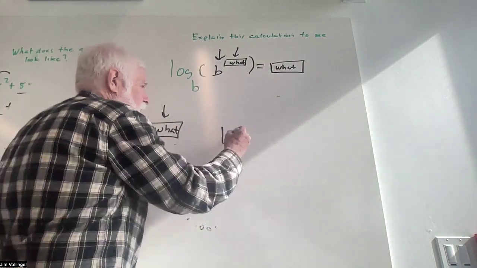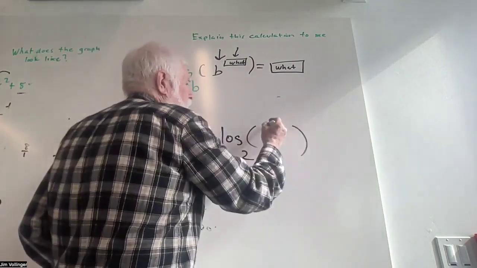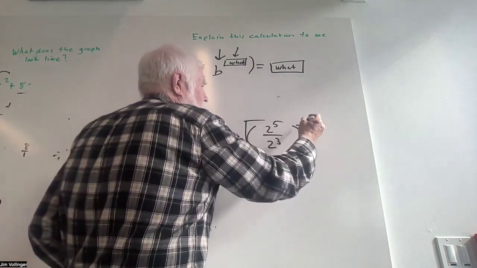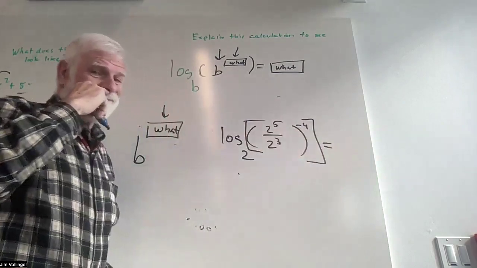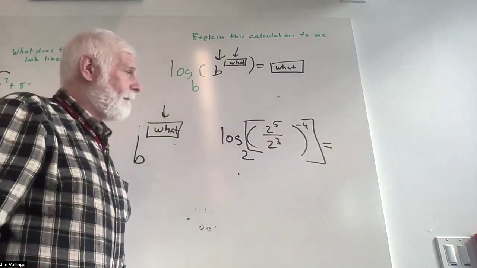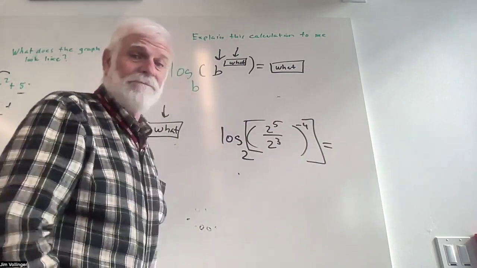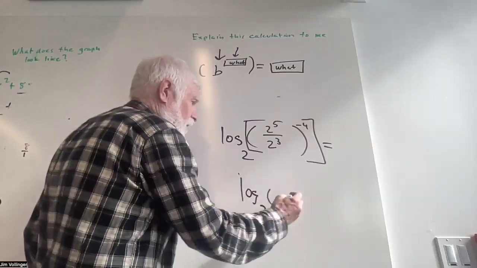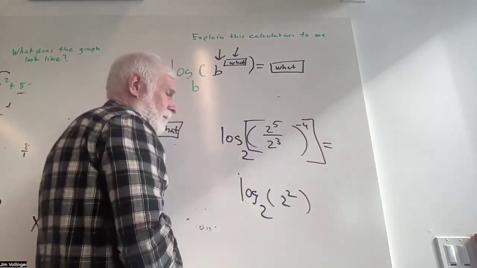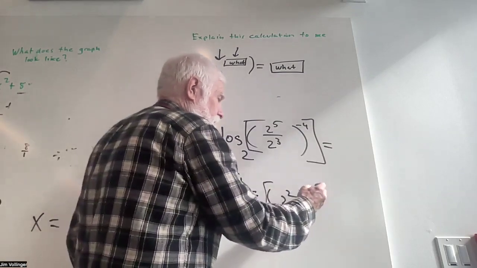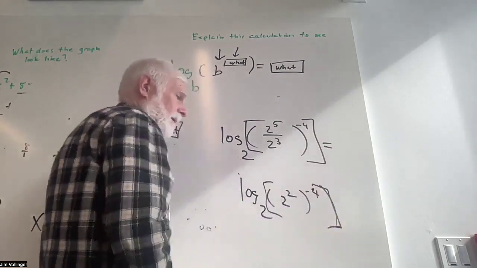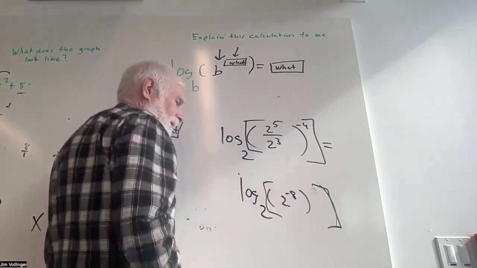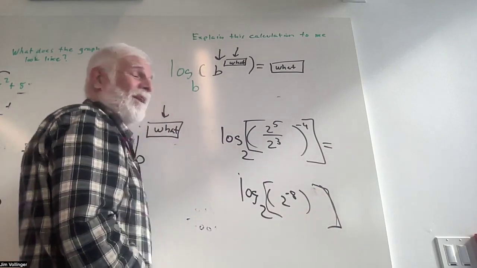So let's try one. Let's try log base 2 of 2 to the 5 over 2 to the 3, I'll put a bracket here, all to the negative 4. And let's see if you can answer that. Well, pause the video. I'm just going to keep going. I think that becomes log base 2 of 2 squared raised to the negative 4. And I think that can be written as 2 to the negative 8. I think I'm ready to tell you what it is.